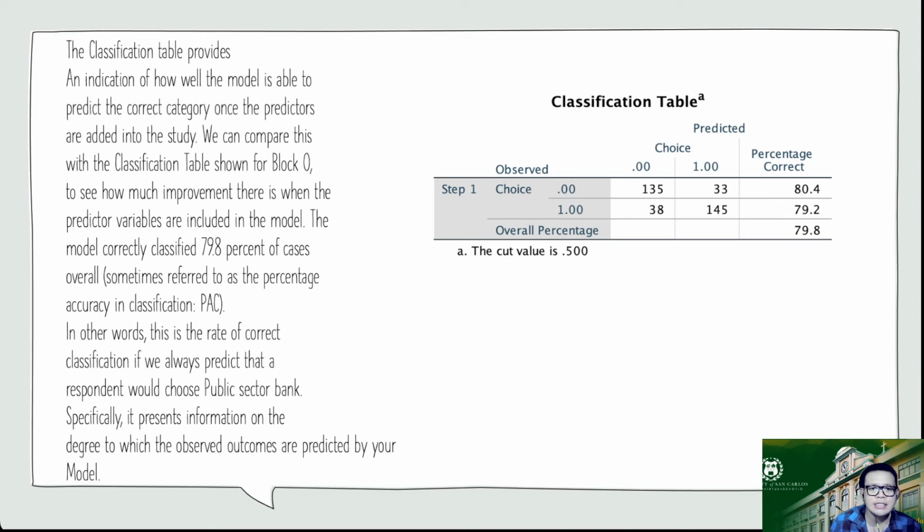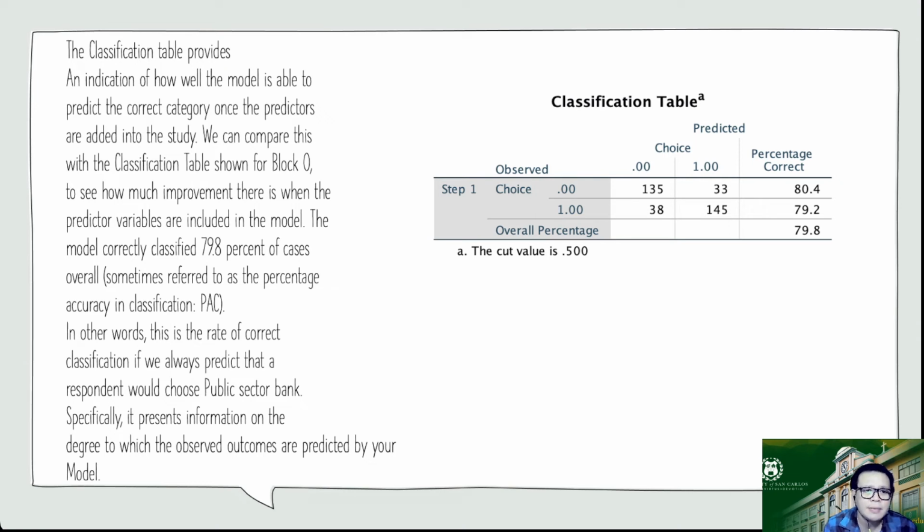Okay, now the classification table is being predicted here, no? As you can see, the classification table here provides an indication of how well the model is able to predict the correct category once the predictors are added into the study. Now here, we can also compare that with this type of classification table, which shows the previous table of block 0 to see how much improvement there is when the predictor values are included in the model.